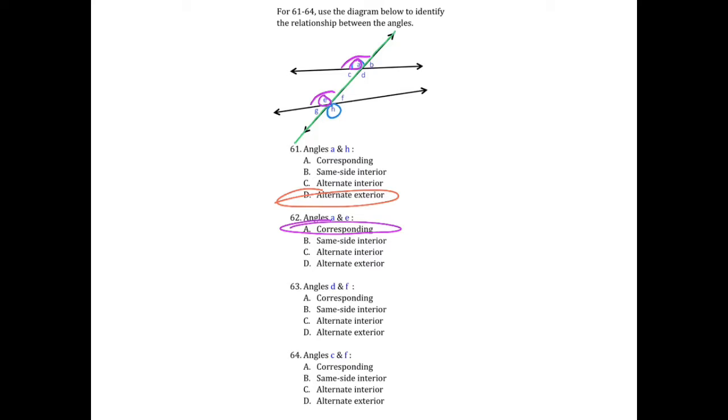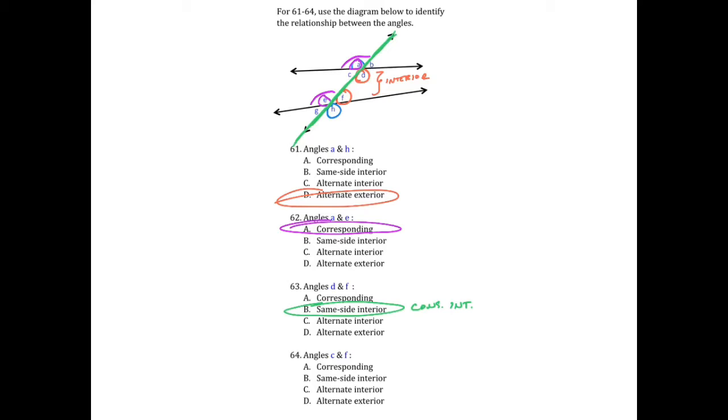Up next, we got angle D and angle F. All right, those are both interior angles. And because they're on the same side of the transversal, which is the green line that we got going on right here, the line that intersects the two other lines, D and F would be same side interiors, also known as consecutive interiors.